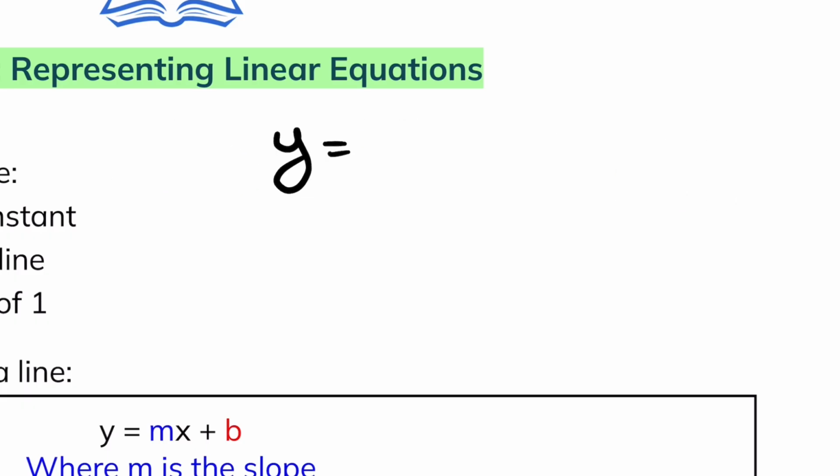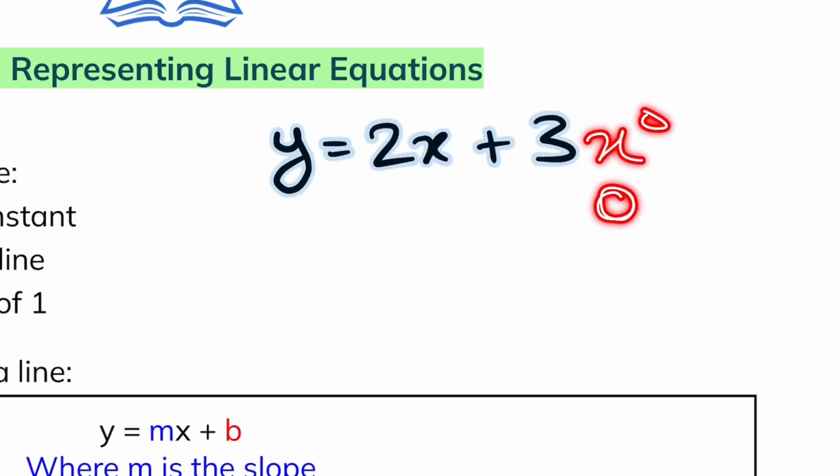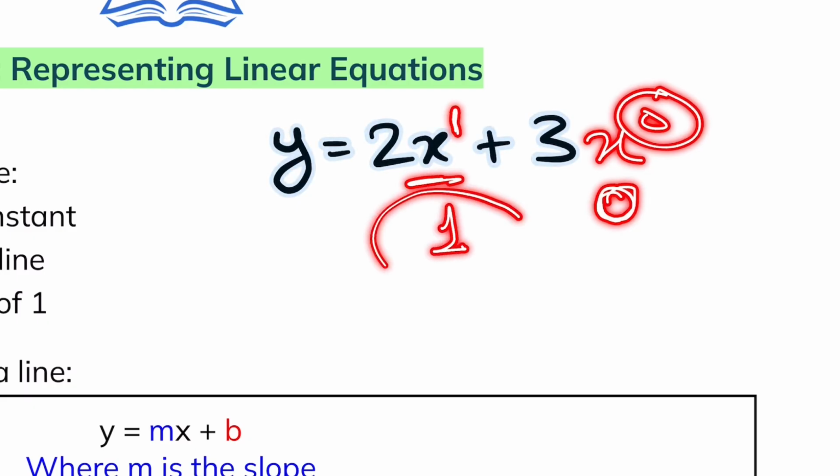And all we're saying is that for linear equations, the degree is always 1. So here, the exponent is 0, and here, the exponent is 1, so therefore it's linear.